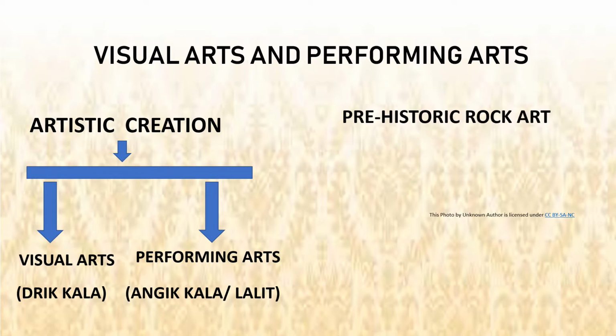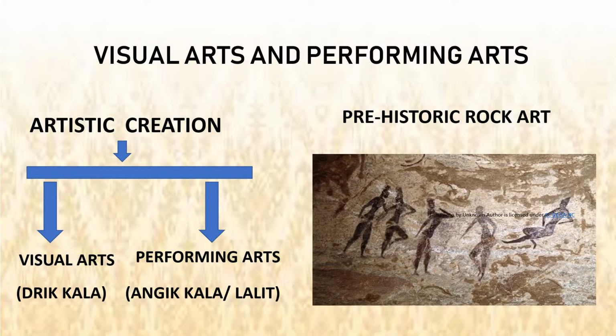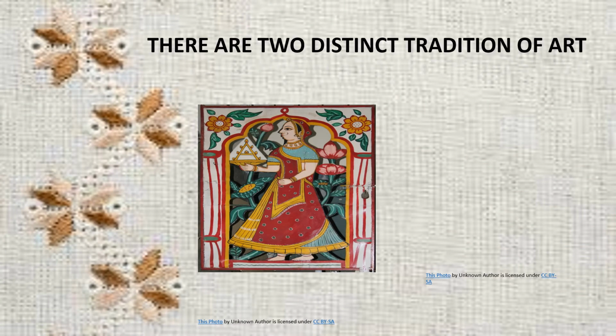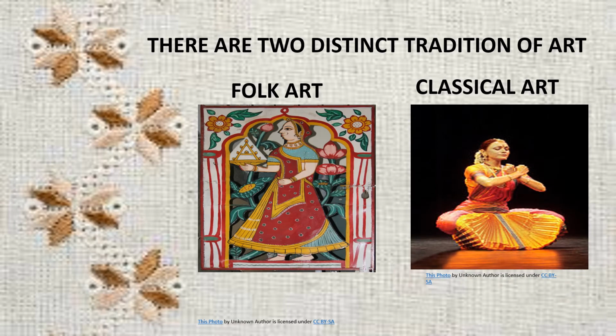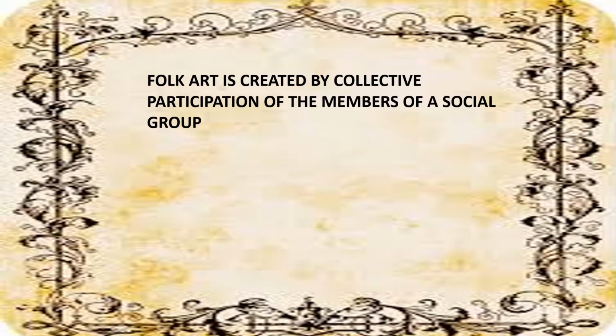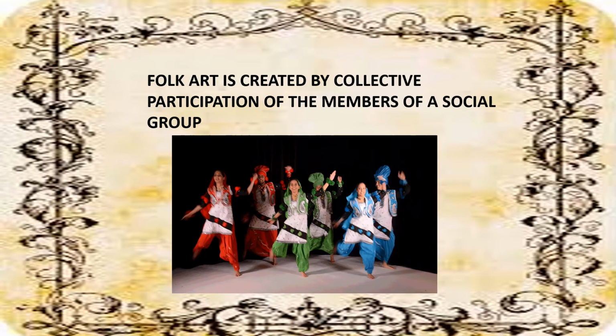The folk art and classical art. There are two distinct traditions of art. One is folk art, the other one is classical art. What is folk art? Folk art is a tradition that has continued from the prehistoric times. This is an expression of folk art. It is a natural part of people's way of living. The expression here is spontaneous. Folk art is created by collective participation of the members of a social group. Maybe it is a folk dance or maybe a folk song.